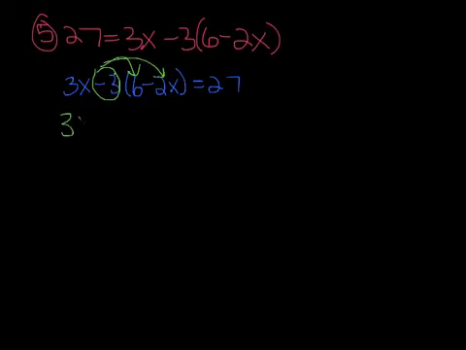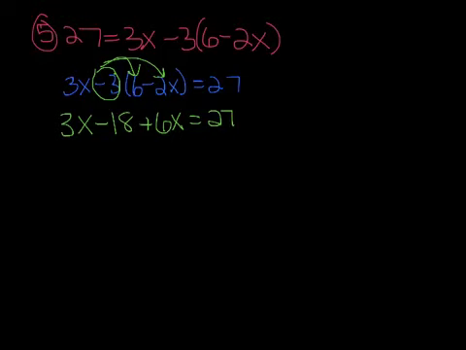So you bring down your 3x. Negative 3 times 6 is negative 18. Negative 3 times negative 2x is going to be positive 6x. So just be very careful when distributing. If there is a minus in front of the parentheses, that also gets distributed. That's a big mistake I see people making. So just make sure that you made that 6x positive.